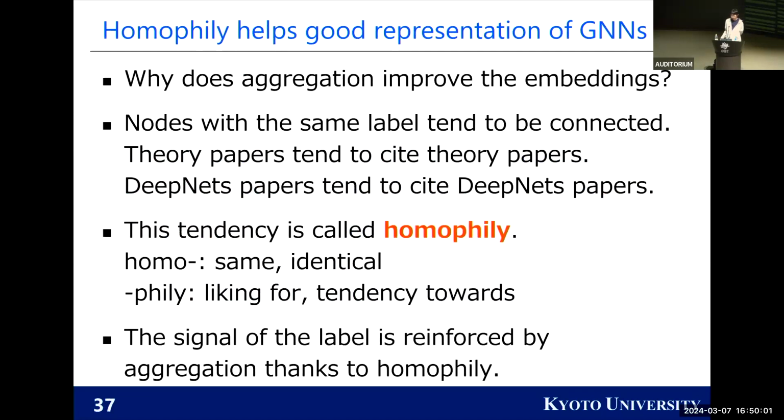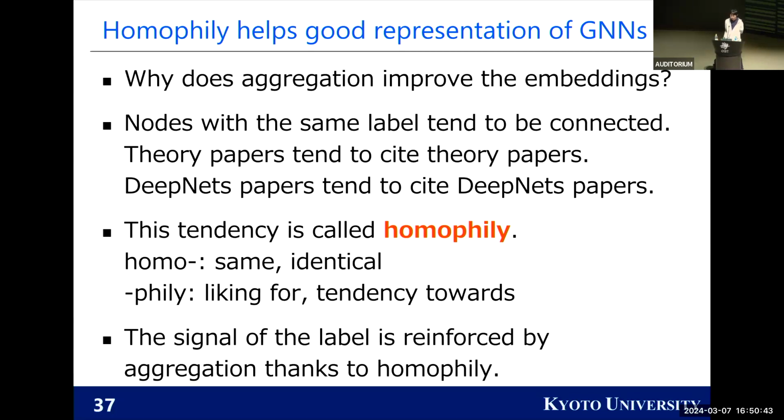And the question is why such simple aggregation can improve the embeddings. The simple answer is that nodes with the same label tend to be connected. For example, in the citation network case, theory papers tend to cite theory papers, and deep learning papers tend to cite deep learning papers. So the papers with the same label tend to be concentrated in the citation network. And this tendency is called homophily. The prefix homo means same and identical, and the suffix phily means liking for and tendency towards. So homophily means a tendency of linking towards the same label.